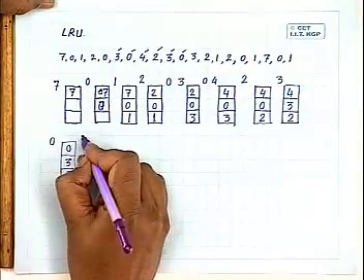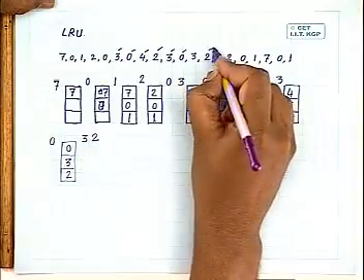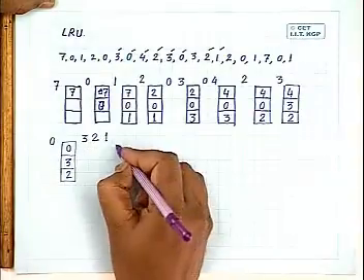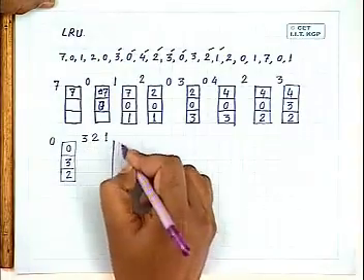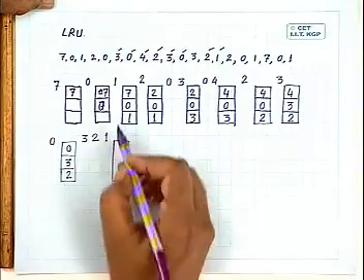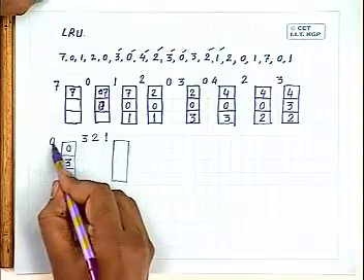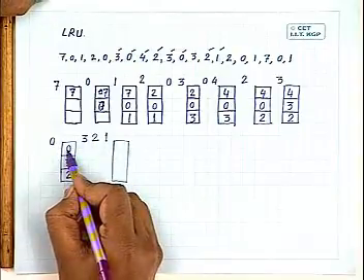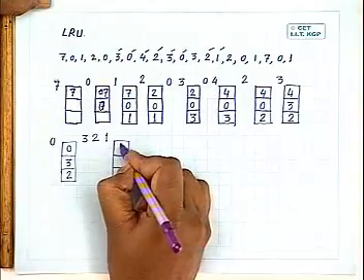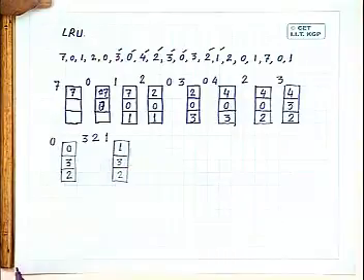Next time 3 is referred, no page fault, 2 is referred, no page fault. When 1 is referred, again there is a page fault. So in this case, which is the least recently used one? Most recently used one is 2, before that we had 3, and 0 is the least recently used page. So you replace 0 by page number 1. So what we have is 1, 3, 2.